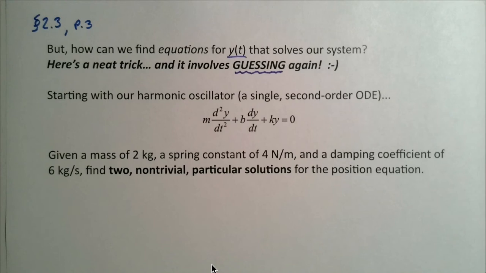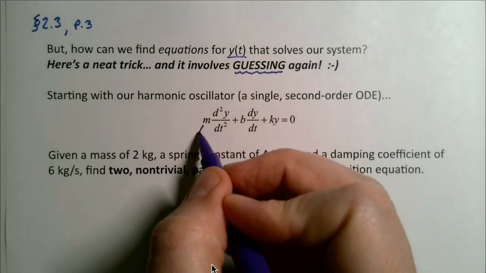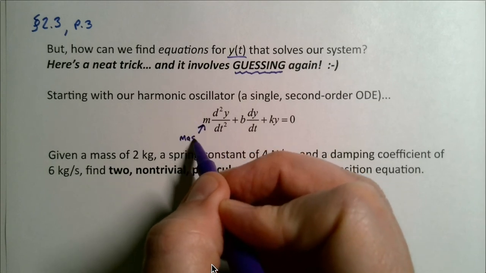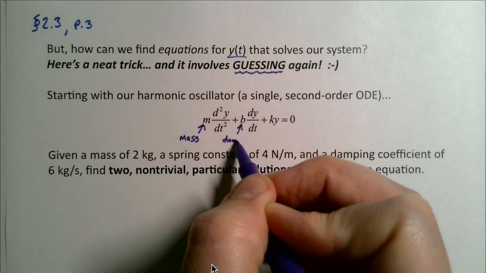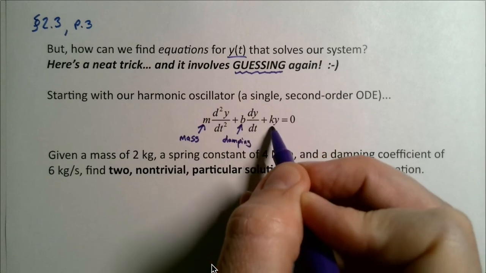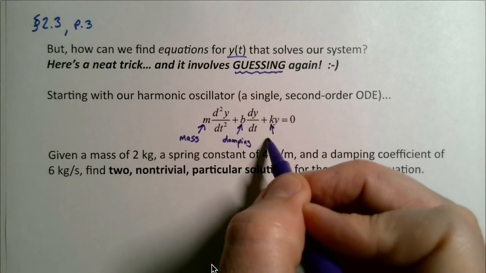This one's a slightly different version, but it's along the same lines. We're going to make an educated guess as to how to solve this. So we're going to start with our harmonic oscillator. And just as a reminder, the m stands for the mass. The b is the damping coefficient. And the k is the spring constant.